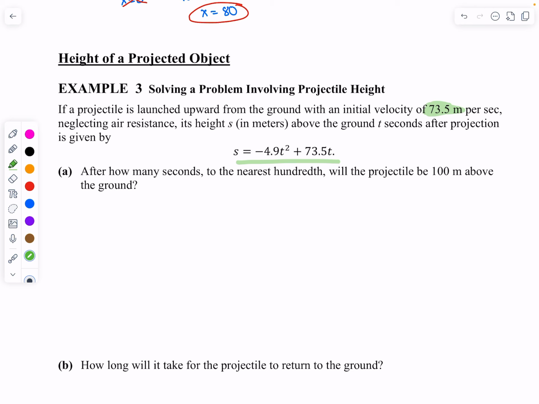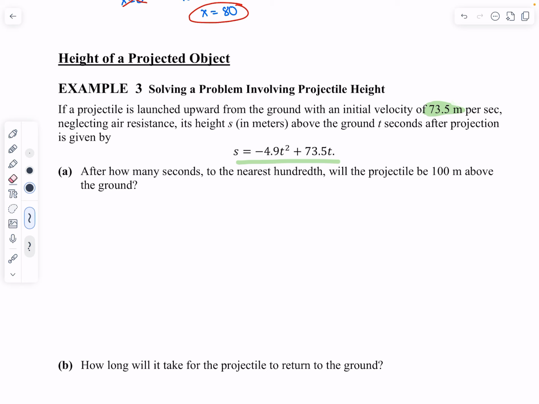Now this right here, minus 4.9, that is gravity. But we are talking meters per second, so we must be over in Europe somewhere. So that's gravity in Europe. That's not gravity here. Gravity here is minus 16 feet per second squared. Anyway, we're in Europe for this one, but that's okay.